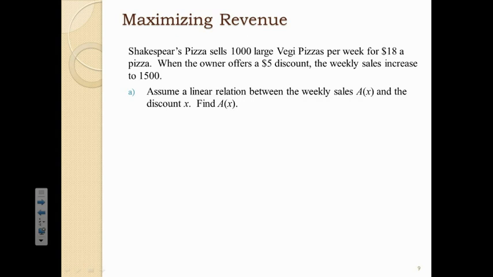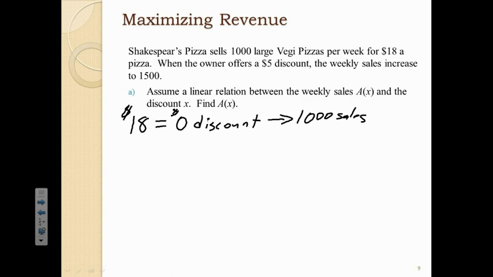Well, let's go back and look at what we already know. When we charge $18 per pizza, we're trying to find a linear relationship between the weekly sales and the discount. If it's $18, then there's a $0 discount, not offering any discount, in other words. So when there's no discount, how many pizzas will we sell? We're trying to find a relationship between the weekly sales, the quantity of pizzas that we sell, and the discount. Well, the problem tells us that we're going to have 1,000 pizza sales.